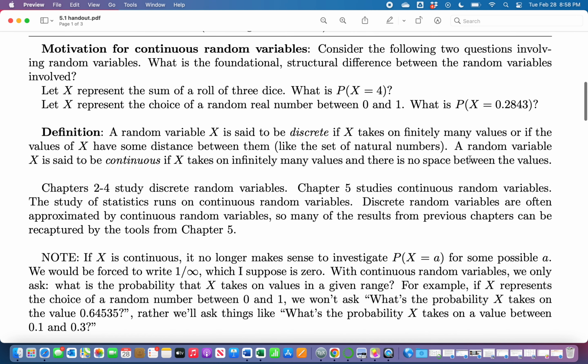So anyway, a random variable is said to be continuous if there's no space between its outputs. Okay, so hopefully that makes sense.